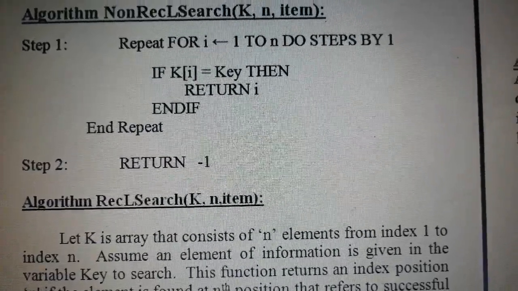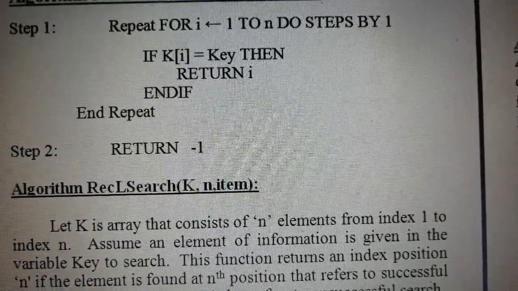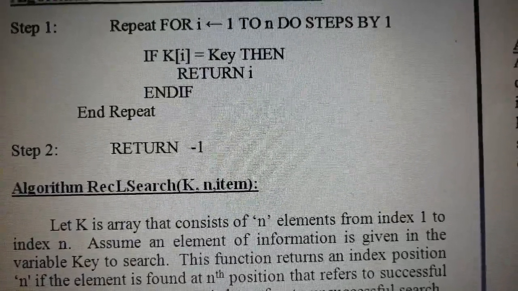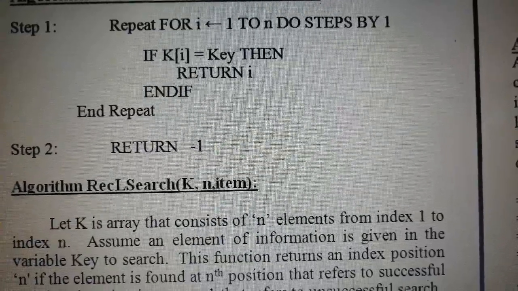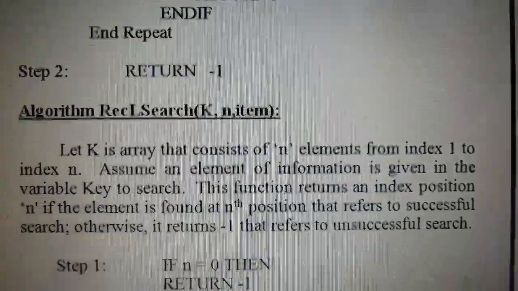Whenever we return a negative value, it indicates that the value is not found in the array. If we return a positive value, that positive value denotes the index of the array, and it represents that the desired value is present in the array at a particular location. Now moving to the recursive process.